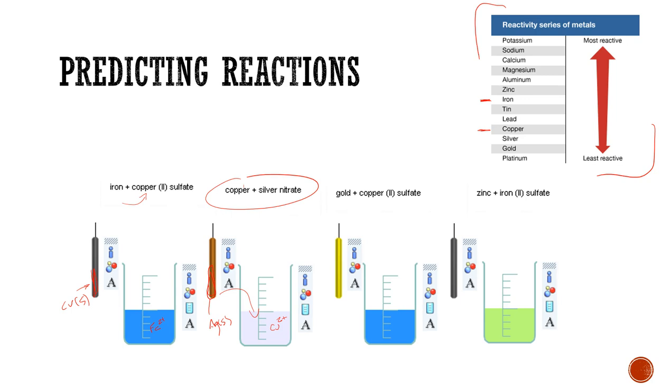Okay, I want you to pause the video and have a go at doing the next two yourself, the gold in copper 2 sulfate and zinc in iron 2 sulfate, and see how you go. Okay, so how'd you go?